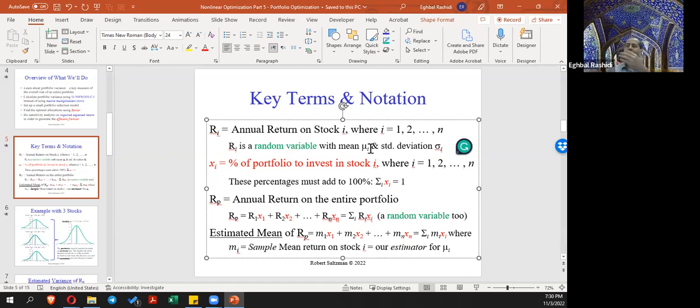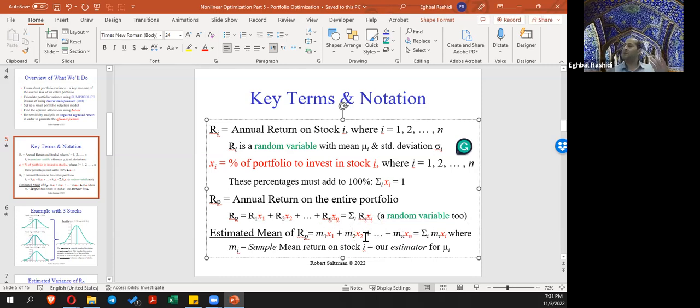But as you may remember from statistics, we don't know the parameters in the population. So we try to estimate these mu i and sigma i based on the sample data. So since I don't have the mu i, I'm going to estimate that by using M1 or S1, whatever level you choose for it. So M1 actually is an estimation of R1, M2 is an estimation of R2, Mn is an estimation of Rn.